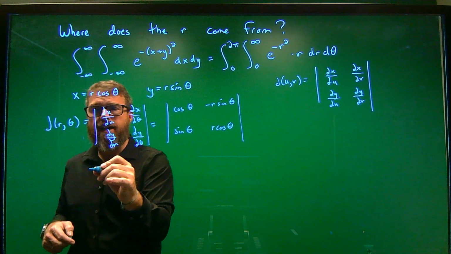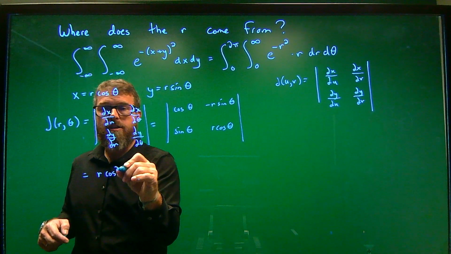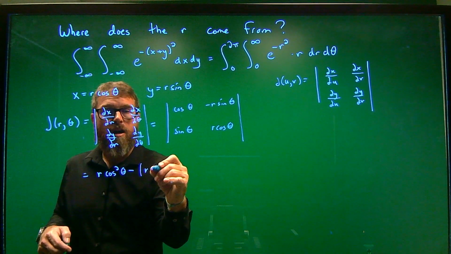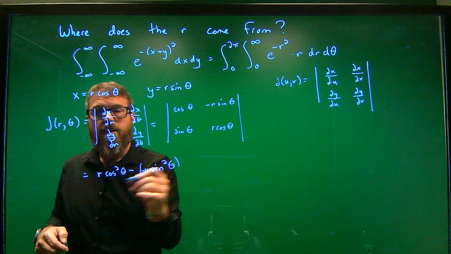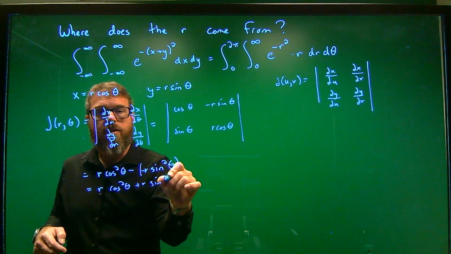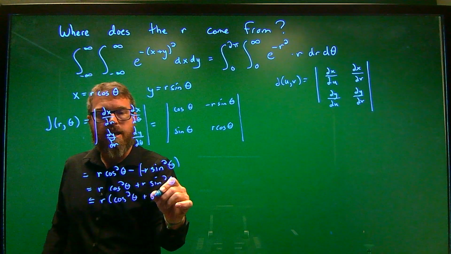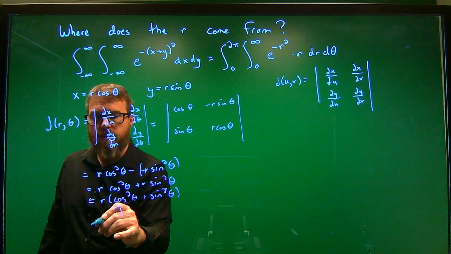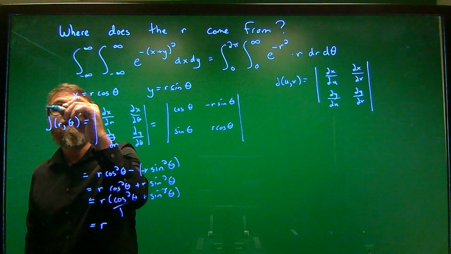Now, multiplying these diagonals, we're going to have cosine times r cosine, so this is r cosine squared of theta, minus the multiplication of this diagonal, which is minus r sine times negative sine, which is plus r sine squared of theta. So this is r cosine squared theta plus r sine squared theta. Factoring out your r, we have cosine squared of theta plus sine squared of theta. And we know that that is the Pythagorean identity, which gives us 1, so this is going to be equal to r.